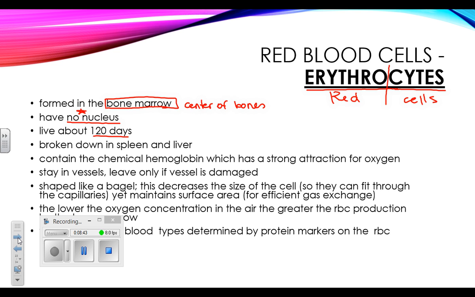They live about 120 days. So if there are about 30 days in a month, that means they live about 4 months. So every 4 months, you have a completely new set of blood cells. What happens when a blood cell has reached the end of its lifespan? Your spleen and your liver will break them down.